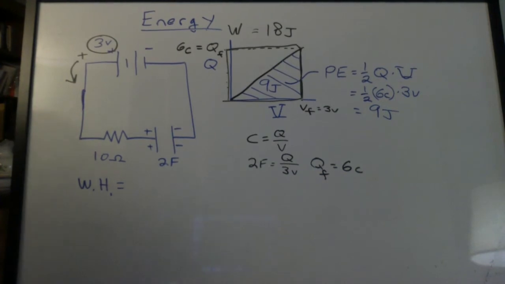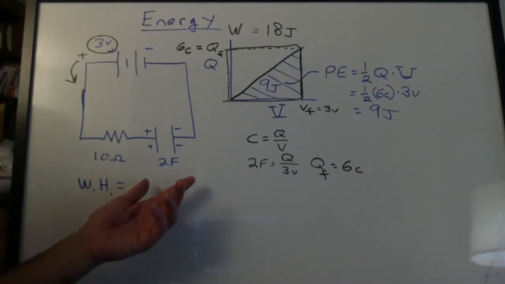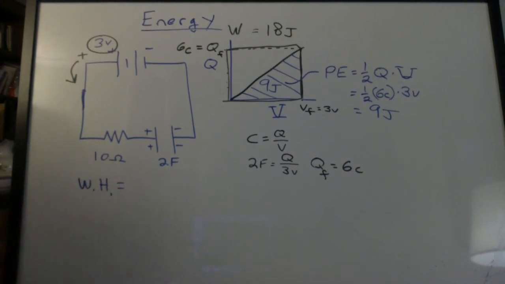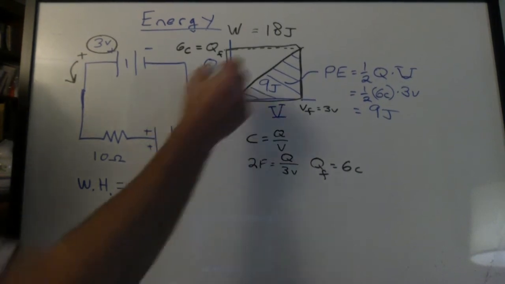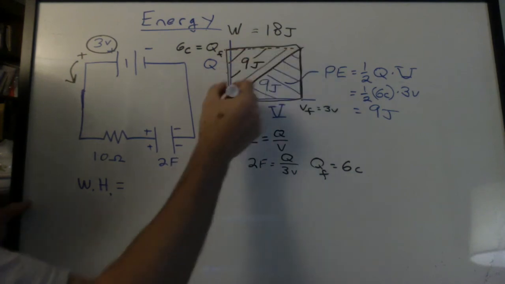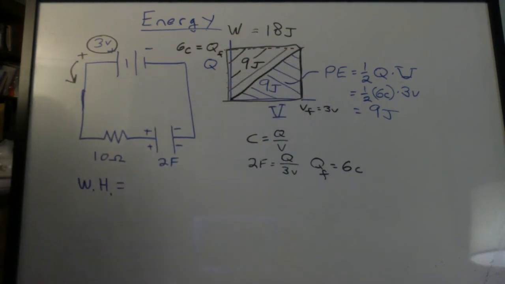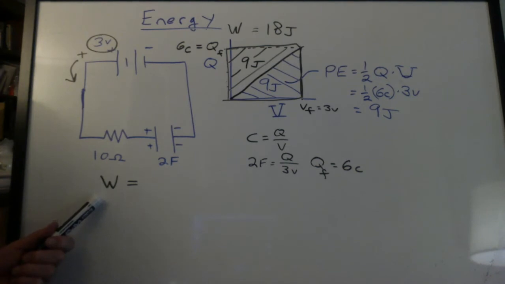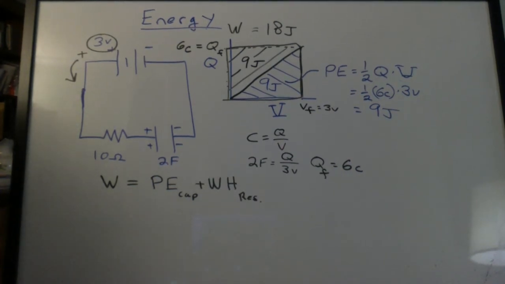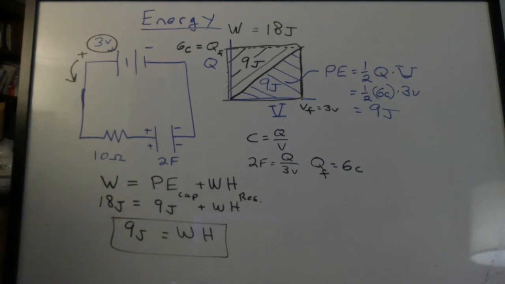Now, where did the rest of the energy go? We put out 18 joules. The capacitor stored 9 joules. Well, that must mean the resistor produced 9 joules of waste heat. That is going to be the rest of this triangle right here. So we can say the work done by the battery is equal to the potential energy stored in the capacitor plus the waste heat generated by the resistor. And there we have it.